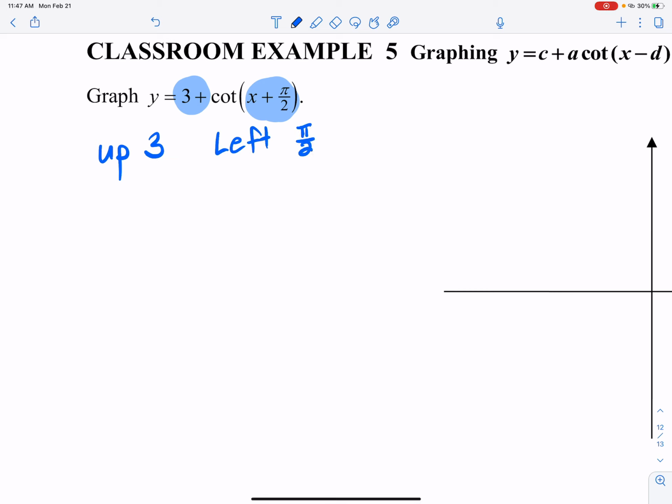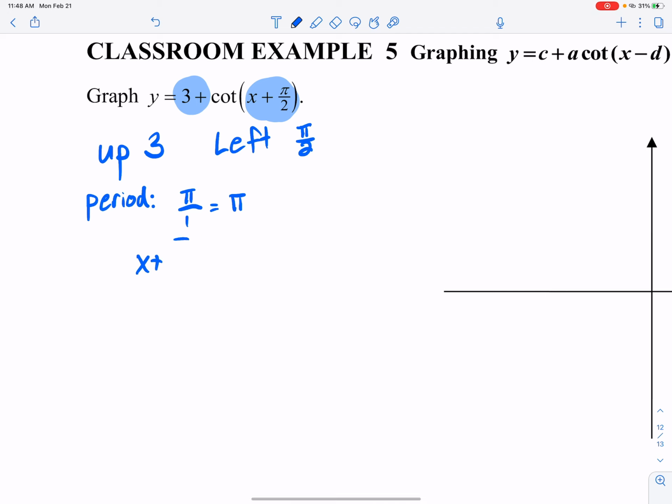And then we have that same stuff that we were dealing with, the period. All right, now the period's still the same. I do pi divided by b. What is b in this case? 1. Right, so it's pi. Now, to get my asymptotes, there's a little bit more to it. I want bx, whatever that's going to be, inside this whole thing.